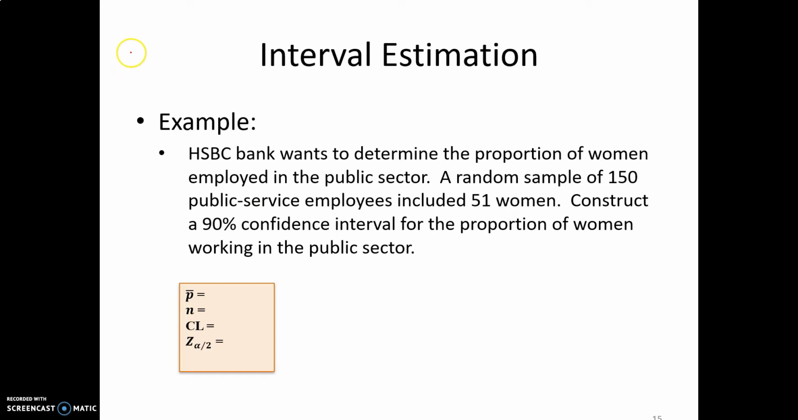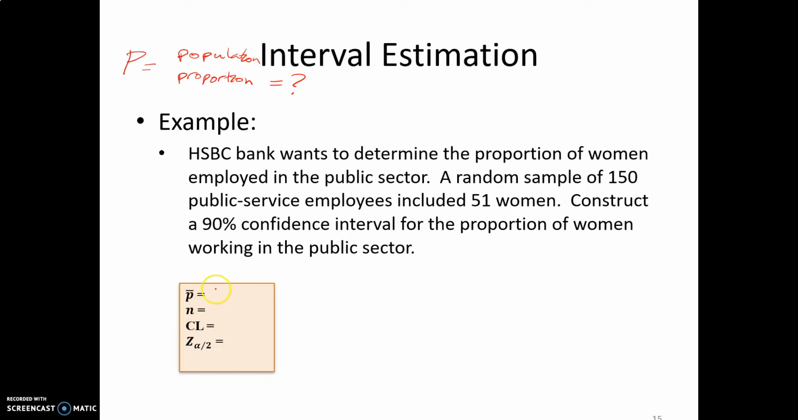So in this question, we are trying to calculate this value, which is the population proportion. HSBC wants to know this value. We don't know this value. We're not going to go and ask every single public sector employee. So we take a sample because it saves time and saves money, but it's not 100% accurate. But it's going to develop an estimate with that interval with a certain degree of confidence.